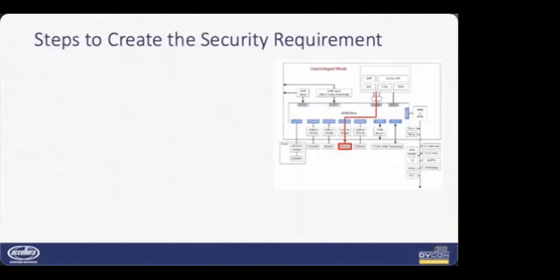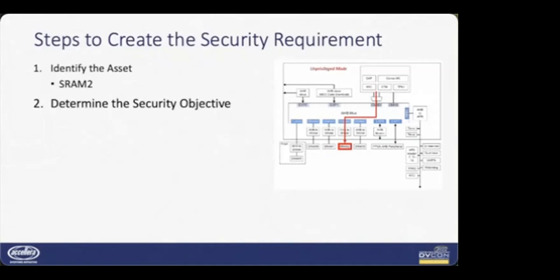Now that we know how the information flows for the SRAM2, the integrity information flow, let's use the steps that we used in the first example to create the security requirements. Remember, we first identified the asset, and in this case it's the SRAM2. Next, we determine the security objective, which is integrity, which means that we're only now looking at the rule and saying that the ARM core should not be able to write into the SRAM2.